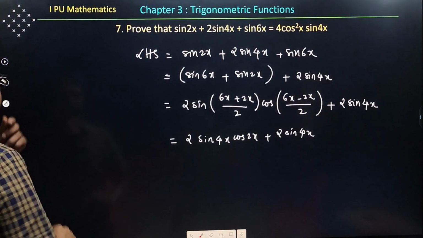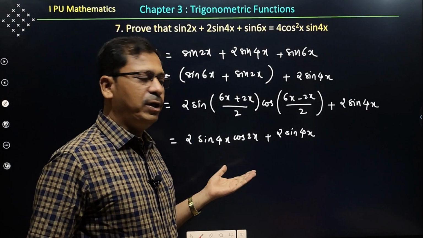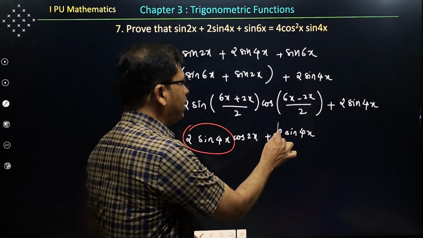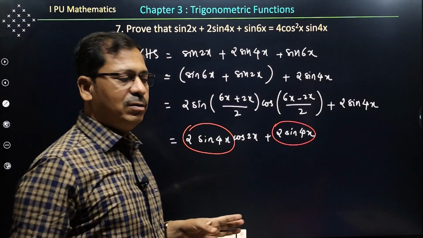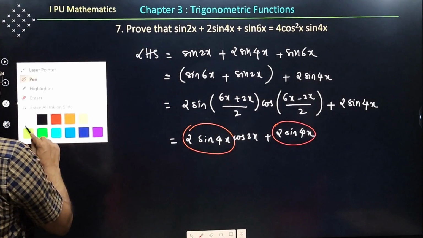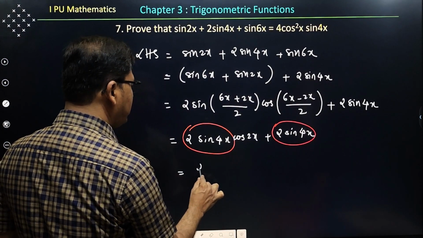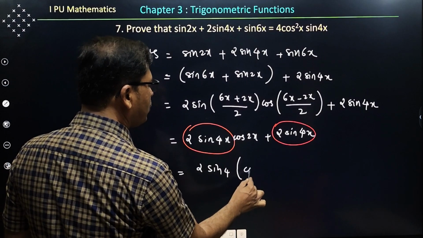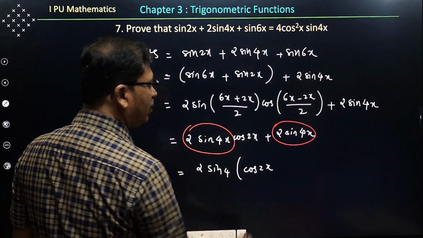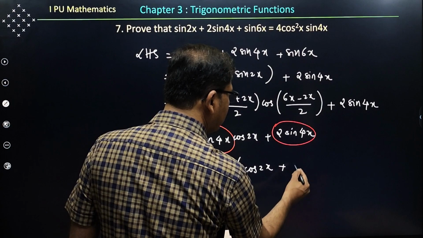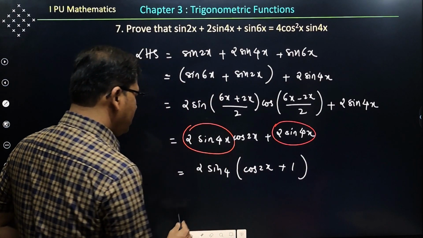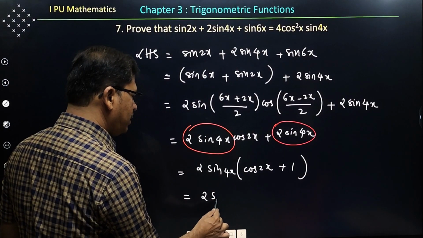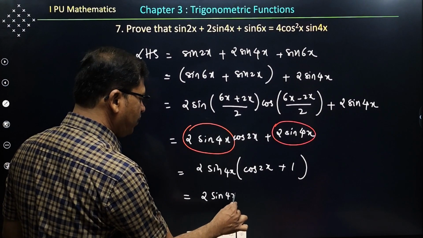At this stage, observe carefully, 2 sin 4x is there here. Here also 2 sin 4x is there. Take it outside, that's all. By doing so, 2 sin 4x I would like to take outside. What remains? Cos 2x remains. Then further, plus 1, nothing means 1 here. See, this is a very tricky step here. Sin 4x you write as it is.